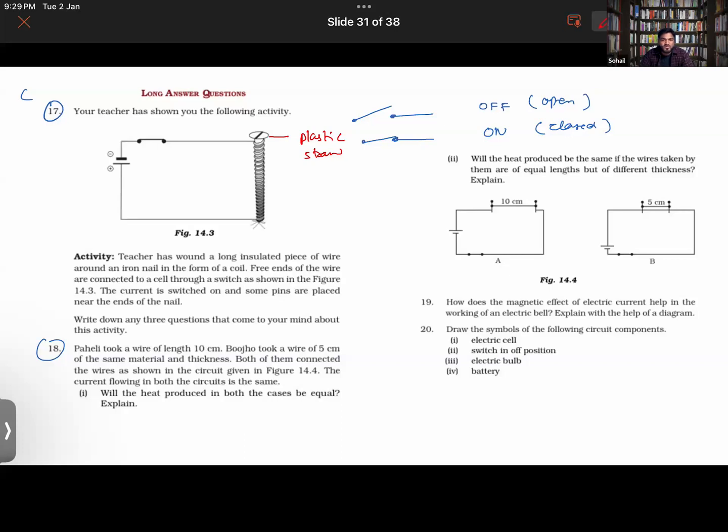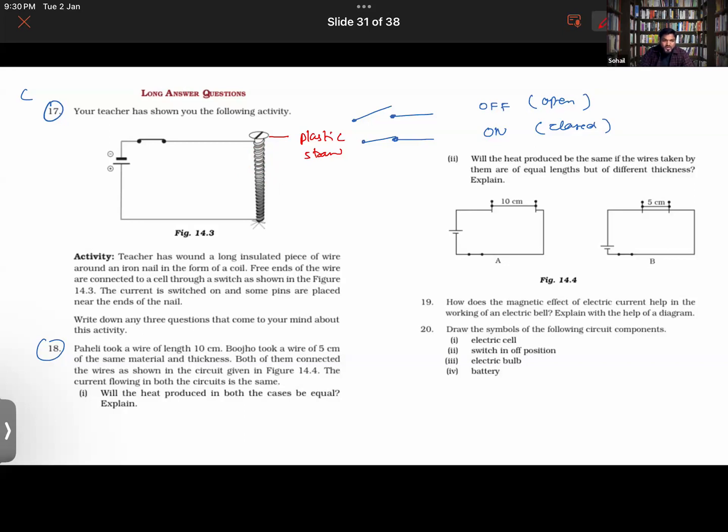Sundus, you also think of some questions that should arise in this activity. What will happen if I increase the number of turns of wire on this iron nail? Or if you increase the current? If I increase the number of turns, then also something will happen, right?